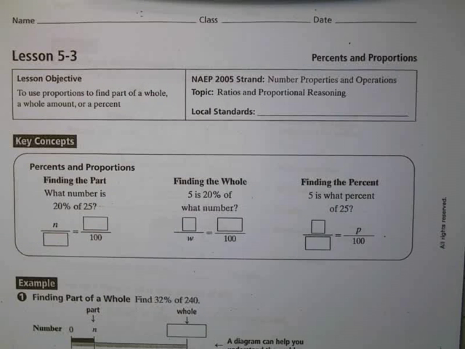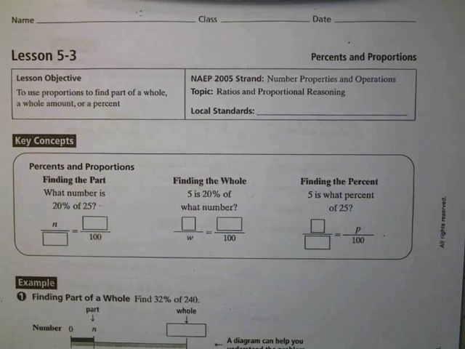This is Lesson 5-3 for Course 3, Percents and Proportions. We're going to be looking at percent questions using proportions here. Remember, a proportion is a pair of ratios that are equivalent to each other. So our objective is to use proportions to find part of a whole amount, or a percent.